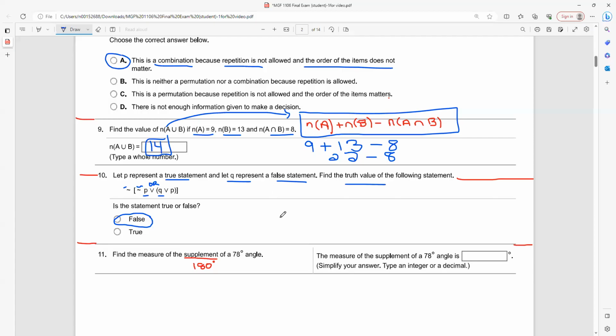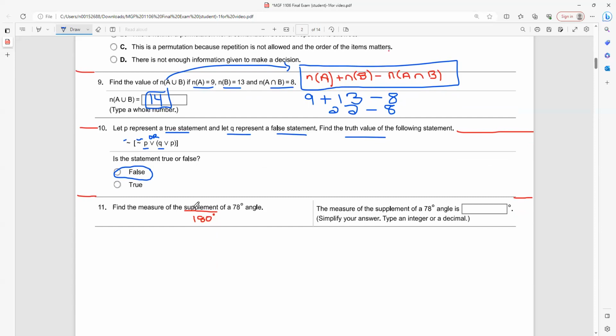For problem number 11, finding the supplement. The term supplement is two angles that add up to 180 degrees. So to find the supplement of a 78-degree angle, we just subtract 78 from 180, and that would give us the supplement. So 102 would be the supplement of a 78-degree angle.